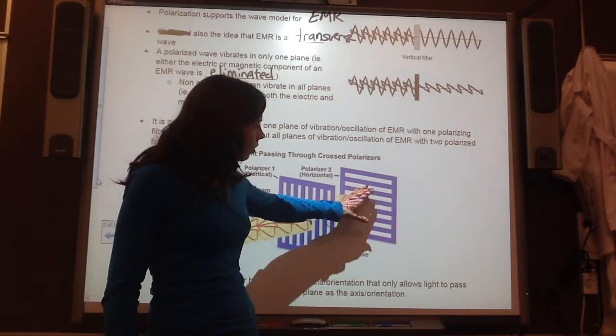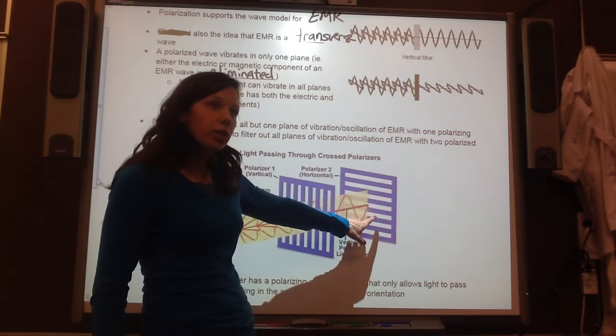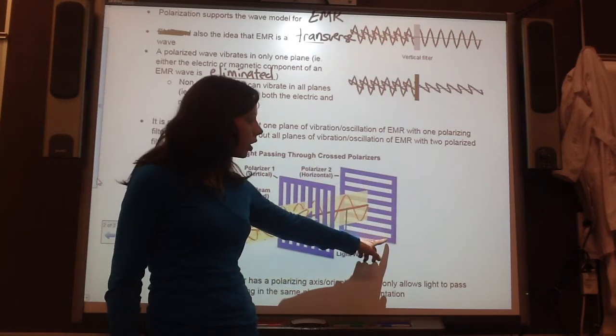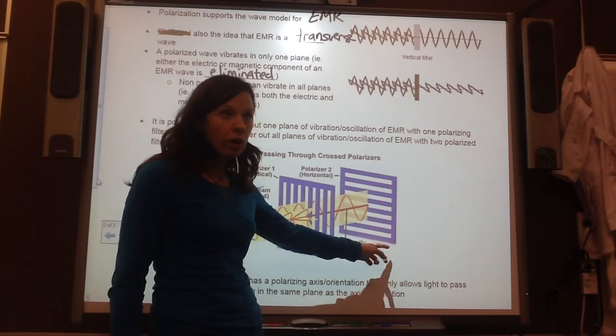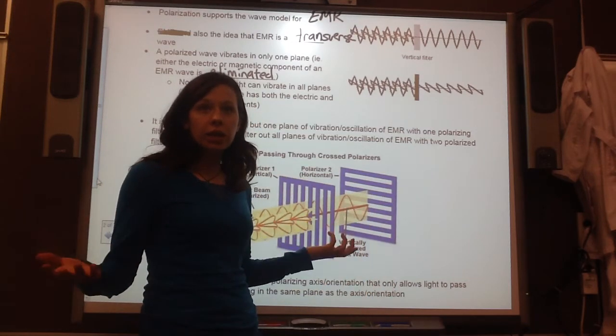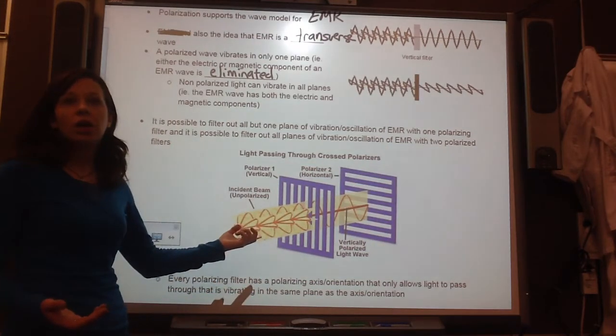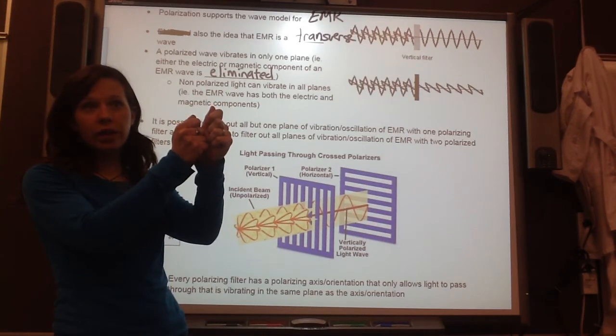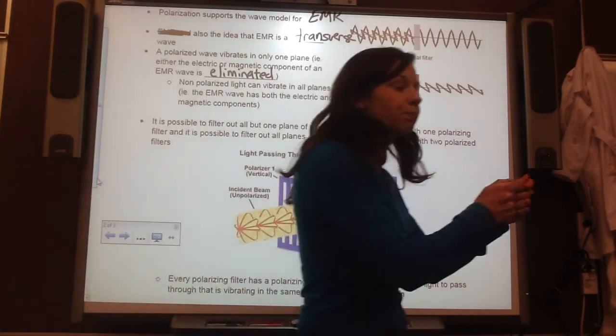Now, if I have a different screen and it's tilted the other way, so it's a horizontal filter, it only lets horizontal through. Well, there's no horizontal left to this light because it's been cut off here. So if you have two polarized lenses in front of each other, then you'd block them out.